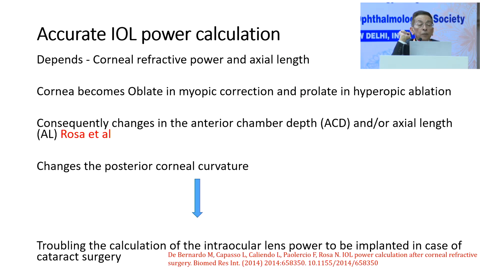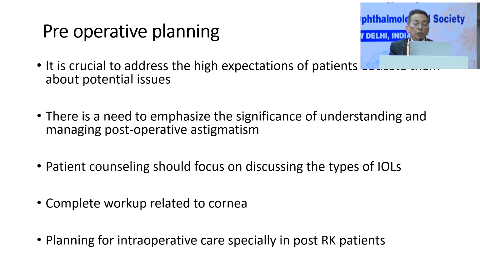about their expectations. Accurate IOL power depends on corneal refractive power and axial length. Now, axial length remains the same, but the cornea becomes oblate in myopic correction and prolate in hyperopic ablation. Consequently, changes in the anterior chamber depth and the posterior corneal curvature trouble the calculation of the intraocular lens power to be implanted in cases of cataract surgery. So in preoperative planning, it is crucial to address the high expectation.